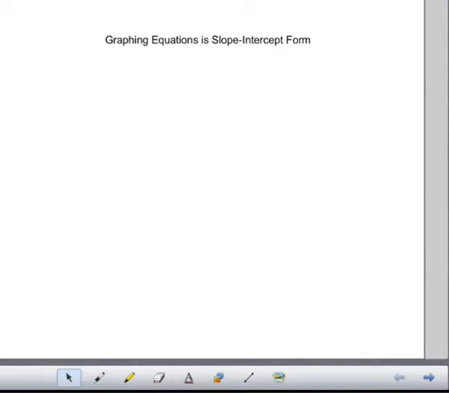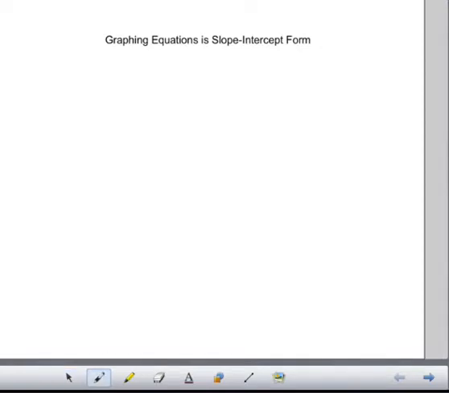Equations in slope-intercept form. We've talked about graphing an equation with a table, with intercepts. And now we're going to learn about graphing them in slope-intercept form. And I feel assured by the time we're finished with all of this, this will be your favorite way. This is the way I always default to when I'm trying to graph a line. To me, it's just the easiest way.